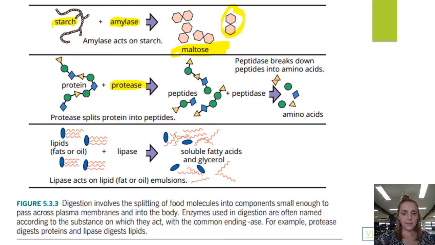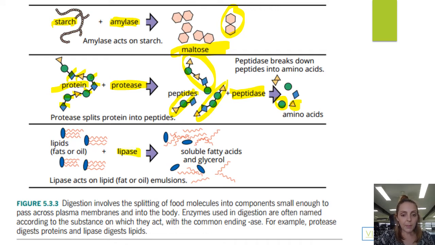Here's our protease. And proteins, we often see them in a big globular structure, but if we unfold it, we're going to get lots of different building blocks here that are amino acids. When the protease binds to the protein, it breaks it down into smaller protein units called peptides, and then another enzyme, peptidase, further breaks that down into amino acids. So see, at the start we had this big chain of amino acids linked together chemically. At the end we have individual singular amino acids, and they can then be used by the body.